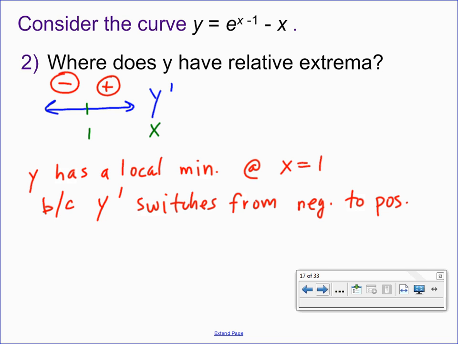Does y have a local max anywhere? No. How do we know? Well, y is guaranteed not to have a local max because if y had a local max, it must occur at a critical value or an endpoint. And we're dealing with an open interval, negative infinity to infinity. My exponential function goes on forever in both directions. The only place where y could change direction is at a critical value, and I only had one critical value. So that's the only place where y could change direction, and my sign chart guarantees that.